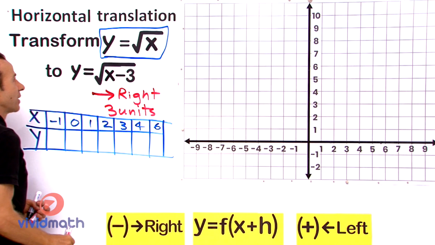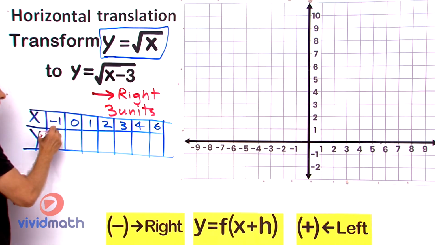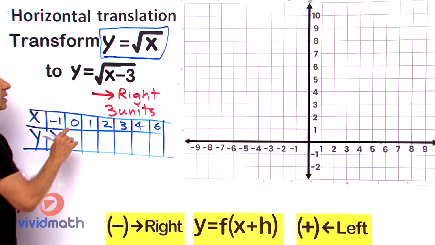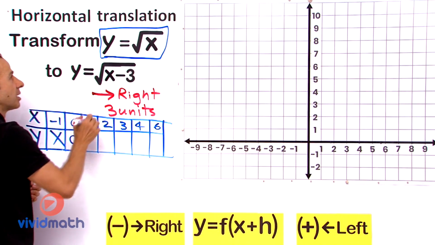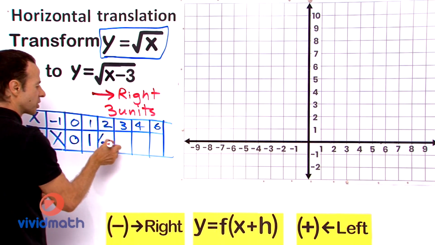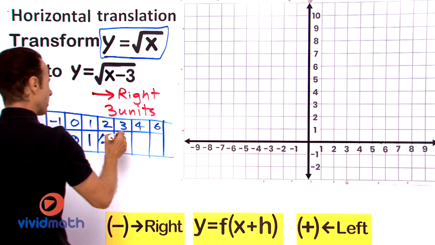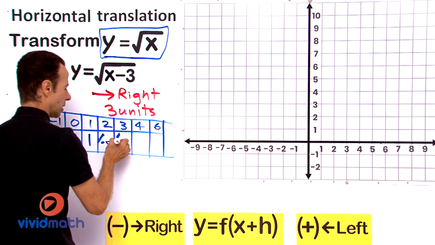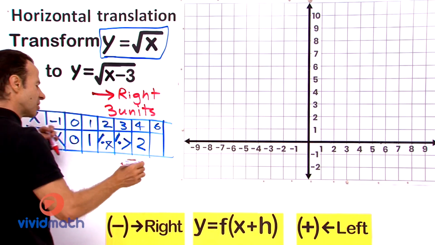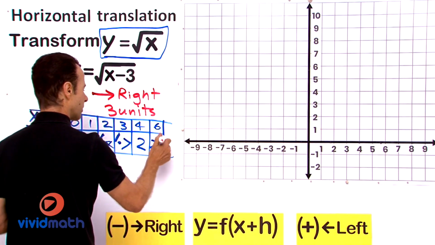y equals the square root of x. So let's do that. y equals the square root of -1. Is it possible? No, the calculator is going to say error, so we can't go there. That's not available. The square root of 0 is 0. The square root of 1 is 1. The square root of 2 is approximately 1.4. The square root of 3 on your calculator should be about 1.7. The square root of 4 is 2. And the square root of 6 is going to be about 2.5, I think.